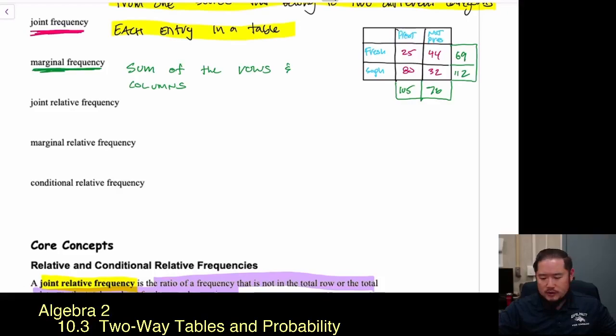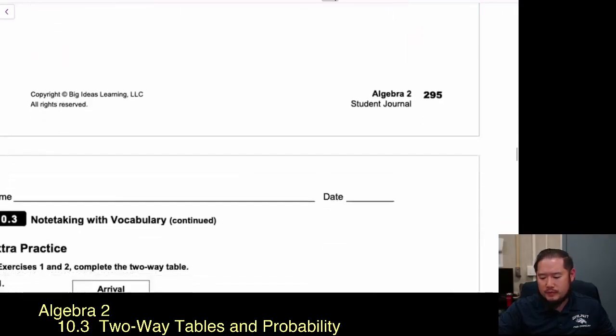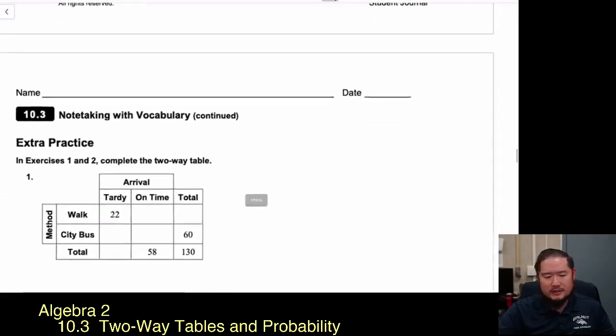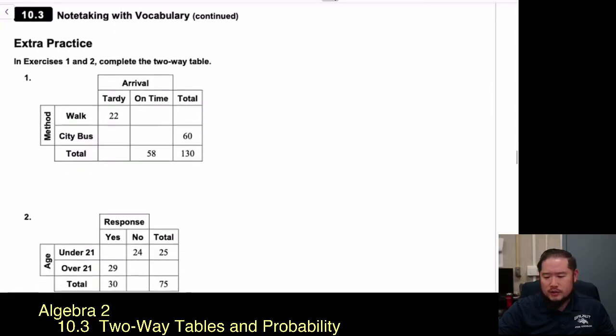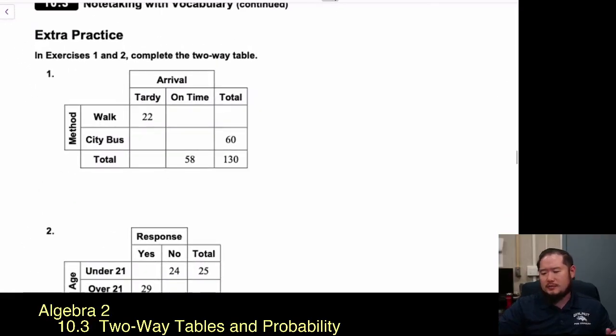Let's go ahead and move on and take a look at our extra practice right here. In number one, it says let's complete a two-way table. They give you some information, and our job now is to fill in the blanks. I need to know 2 out of 3 things to be able to find a missing spot. If we have 3 unknowns, then I need to know 2 out of the 3.